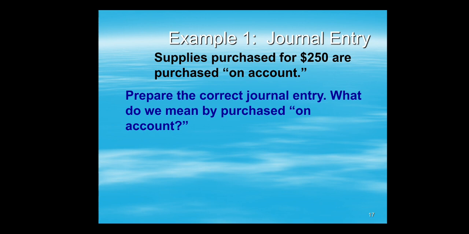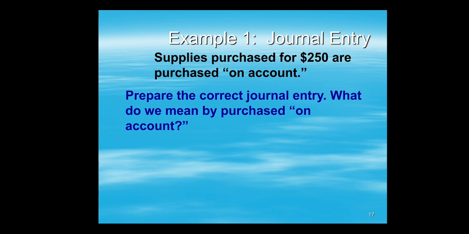Imagine there is the business, and when the business purchases the supplies, the supplier will send the supplies into the business. So the supplies go into the business. When supplies go into the business, the effect is asset will increase. The name of the asset is supplies, and the amount is $250. That is the first effect.